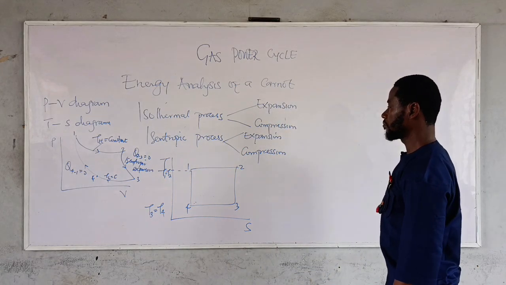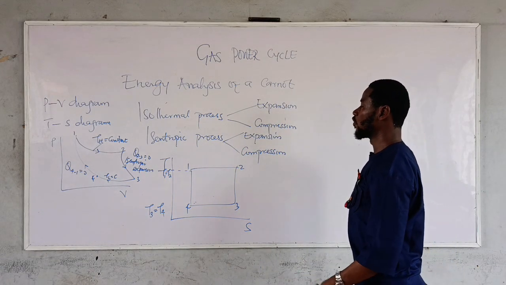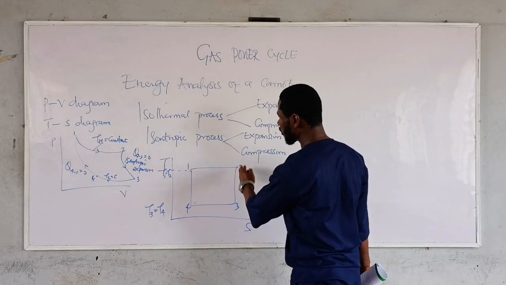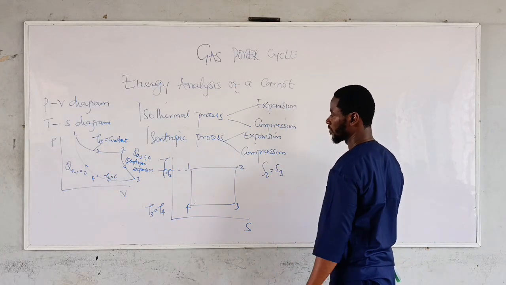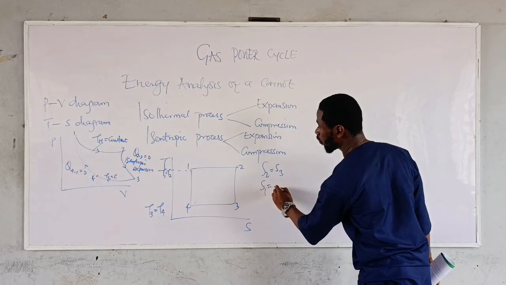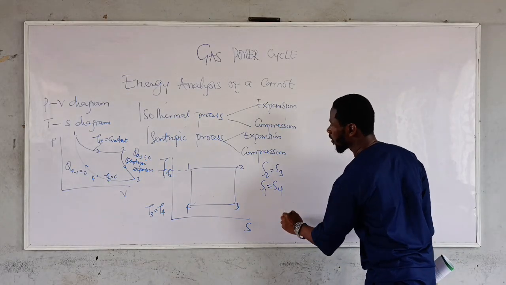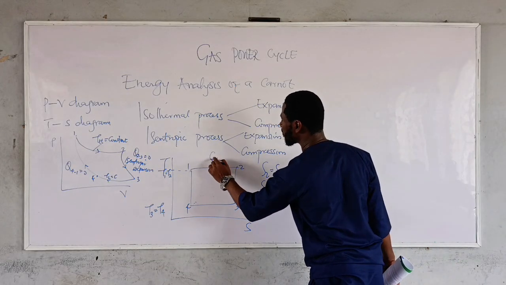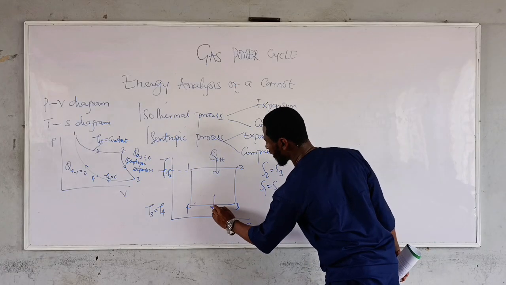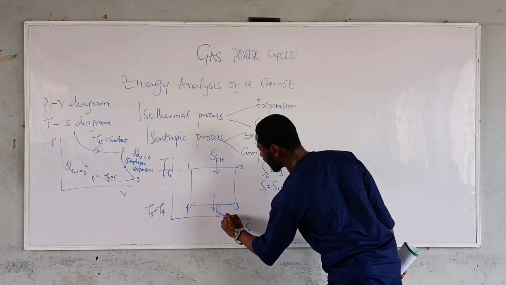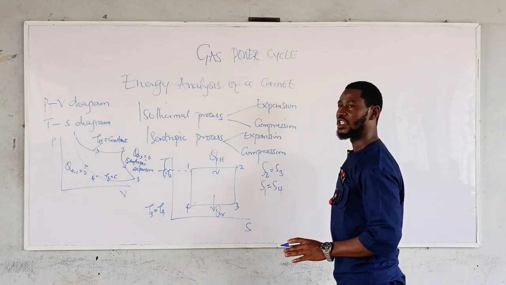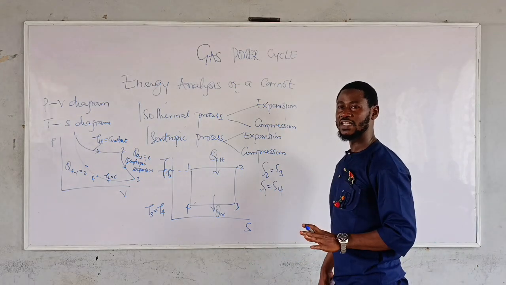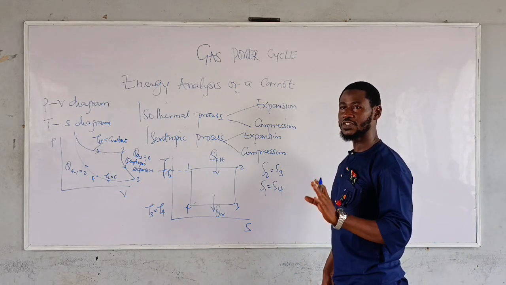So at this level, we will notice that entropy S2 equals to what? S3. Then S1 equals to what? S4. At this point, heat is being added to the system, and at this level, it is being rejected from the system. Now, let's look at the energy analysis of this system.